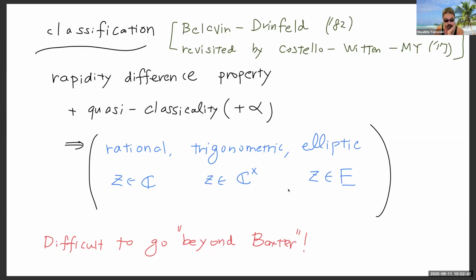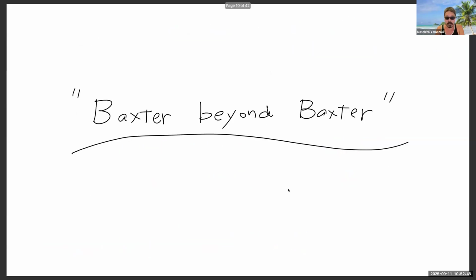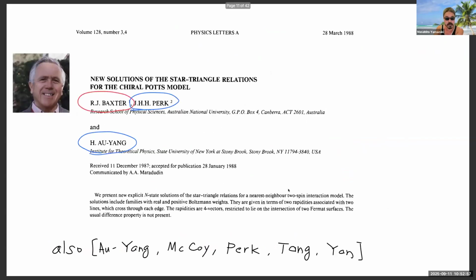So this was the state of the art, and to some extent, it still is. But interestingly, it was Baxter himself who was successful in going beyond this elliptic barrier. And that was the achievement of the Chiral Potts model. This is one of the foundational papers on the subject of the Chiral Potts model, going back to 1988, with Rodney and Jacques Perk and Helen Au-Yang. There is also a related paper by Helen and Barry and Jacques and his students. So there are many people contributing to the subject, but Baxter was also playing a significant role in this development.